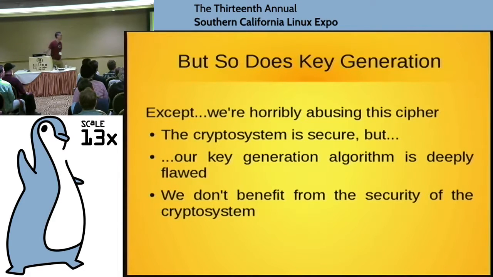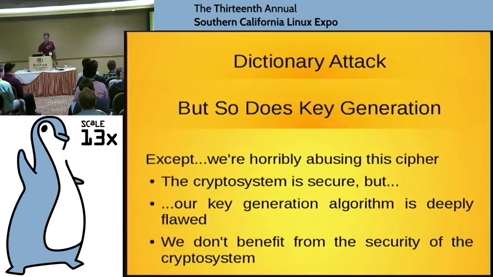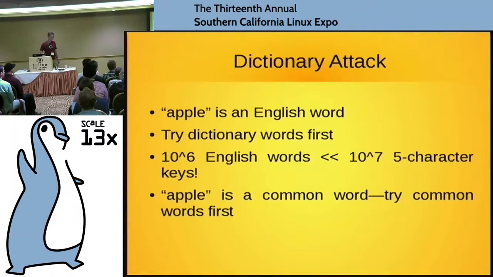Well, here's the problem. I've actually been leading you astray. I'm abusing this cipher terribly, right? The crypto system's capable of being secure against the model attacker, me. But my key generation is horrible. It's terrible. And we're not going to get the security that we could have gotten. And why is that?